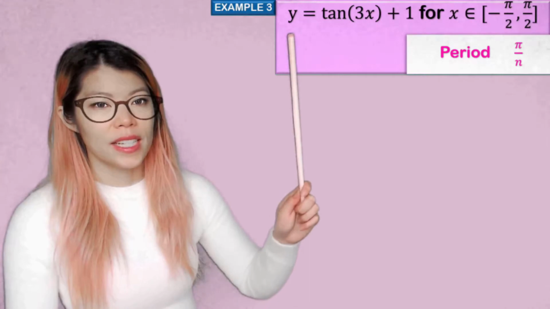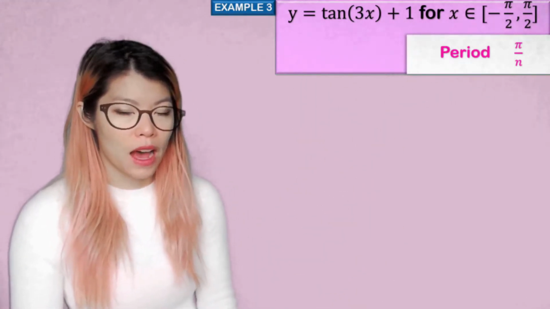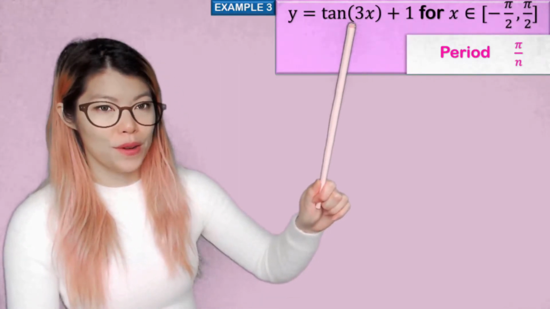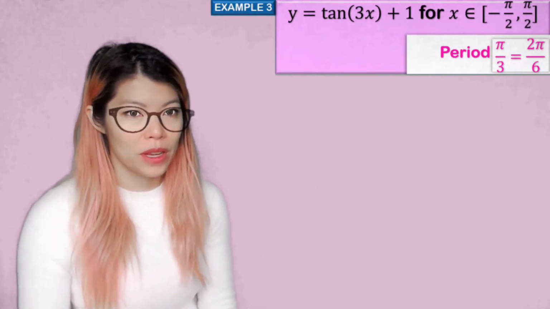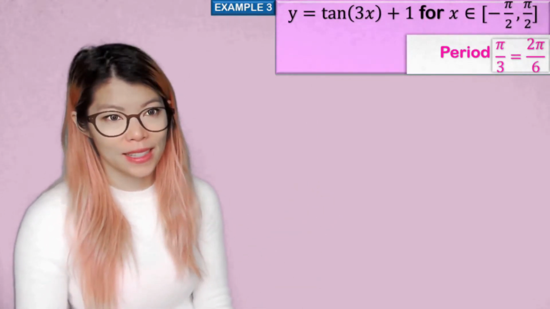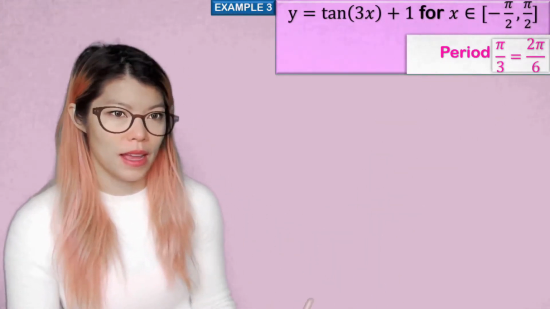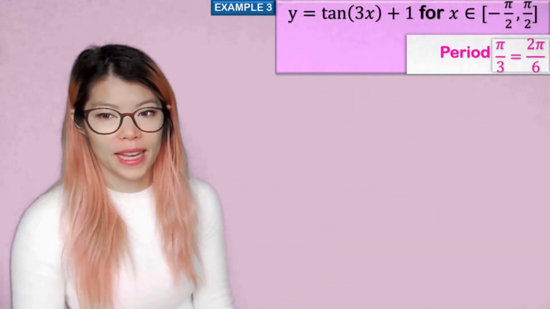Example 3. Sketch y equals tan 3x plus 1 for x between negative half pi and positive half pi. So the period again is pi over 3. And we're going to write it as 2 pi on 6 as well, because we know that we're going to count by sixths this time. So I always do that. It's not part of my working out, but it just helps me remember how to scale my x-axis.